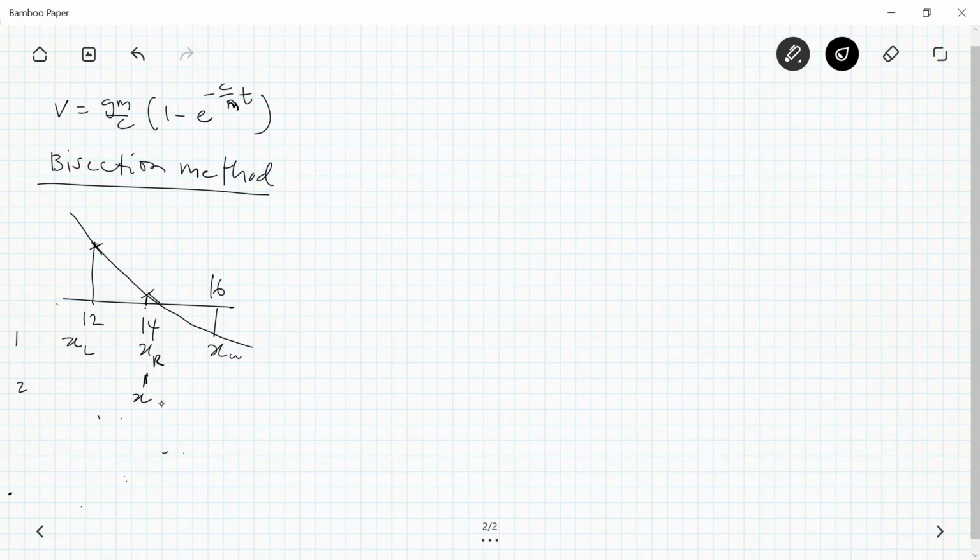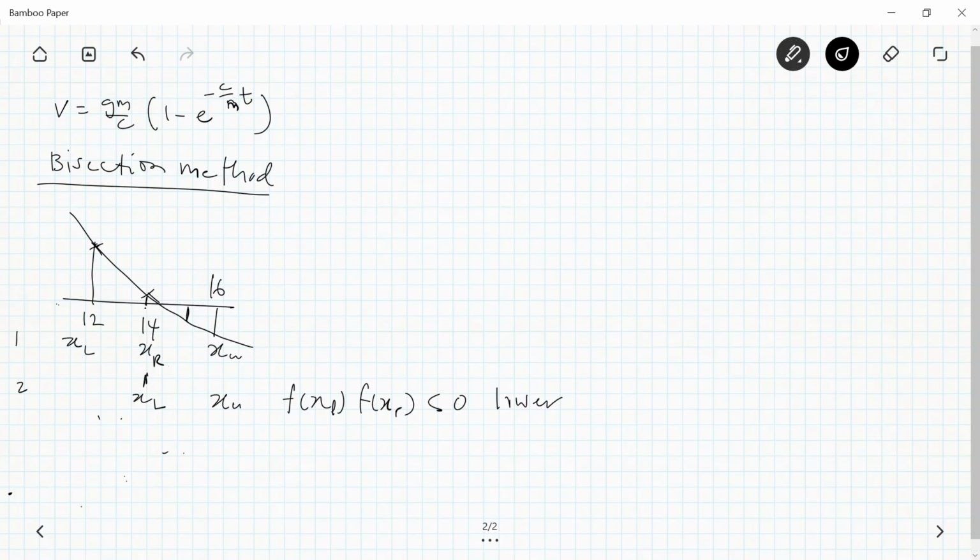So this is XL now, and this is XU, and of course the new one, XR, is somewhere here. So we check if f(XL) times f(XU) is positive or negative. In this case, f(XL) times f(XR), it looks like there's a root in between, right? So this is negative, then we know that the root is in the lower interval, between these two.